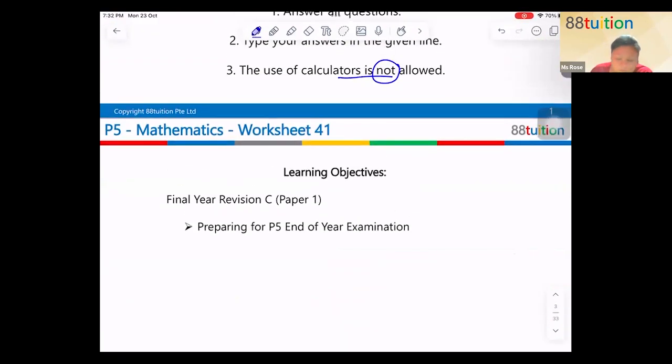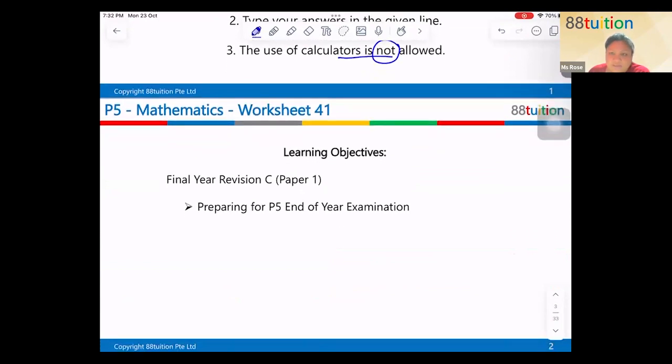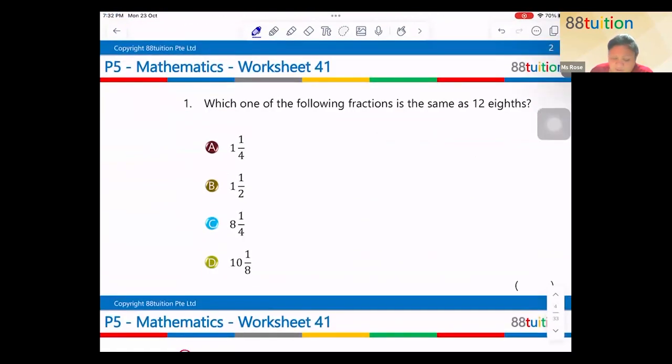Some of the questions I'll just skim through because most of you got it right. For those of you who did it and submitted, most of you got the question right. Question number 1: which one of those fractions is the same as 12/8?